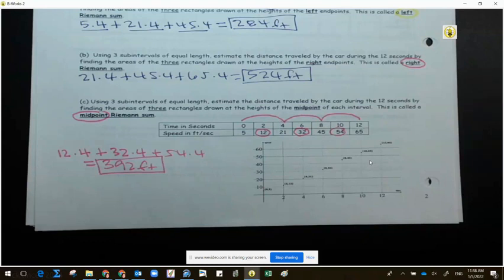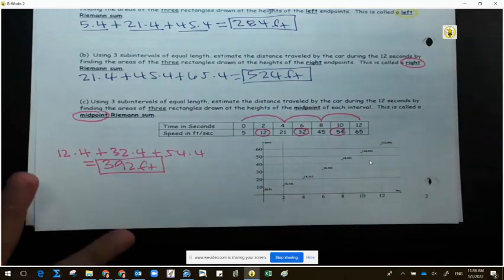Are you guys okay if I don't draw the graph? It's just going through the middle. Yeah? Okay, let's go on to the next.